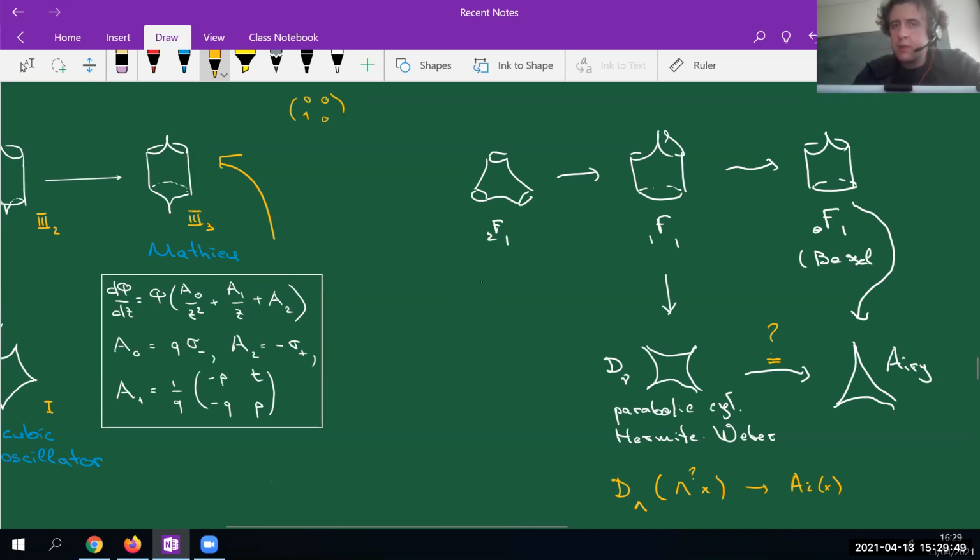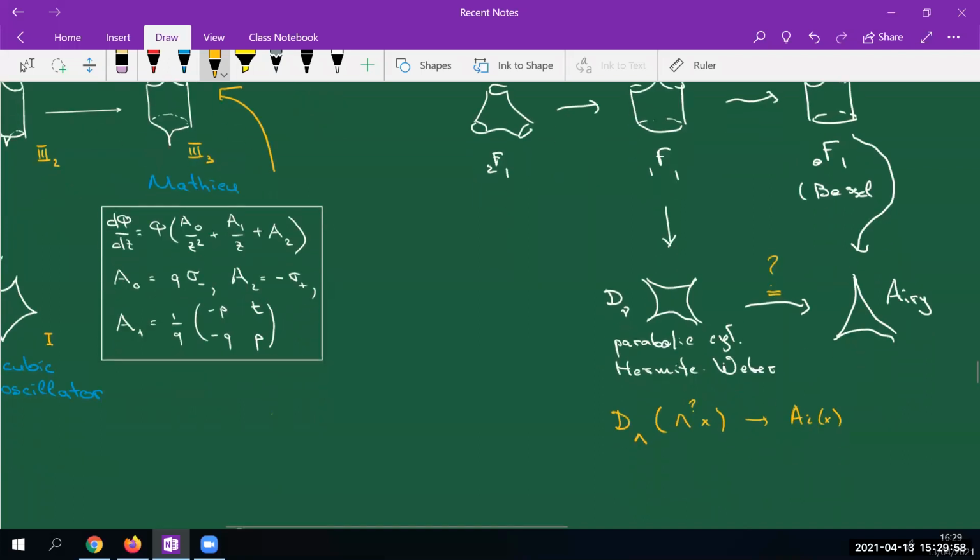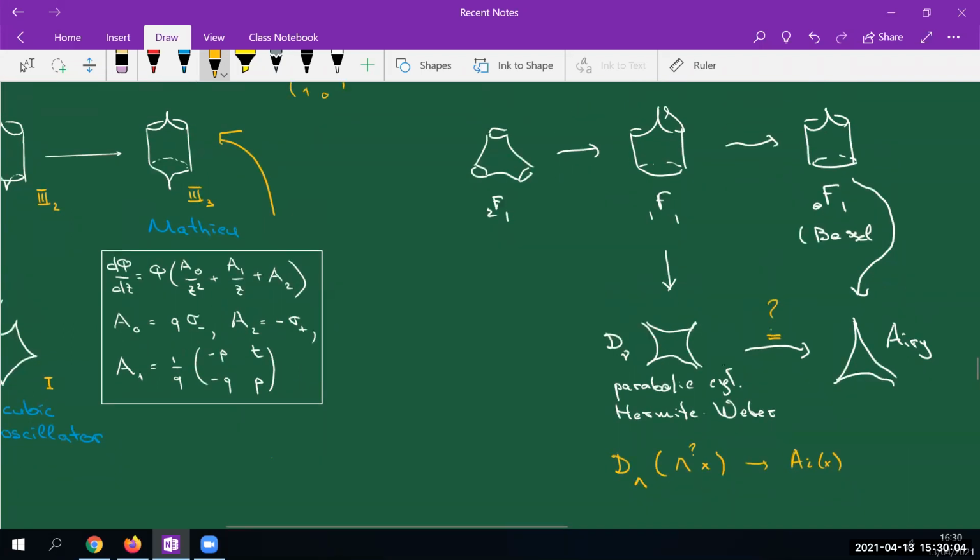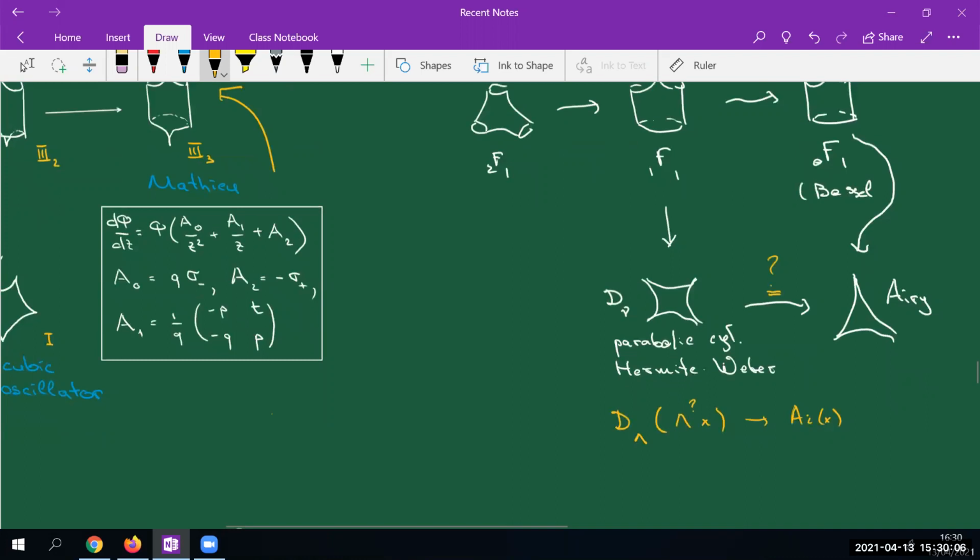Can you repeat, please? So you just said that you may have different Airy functions. So it means that you are just interested in the limits of the equation or the connection, but you don't care too much about the limit of the solutions. Am I right? Actually, I do care. Okay.